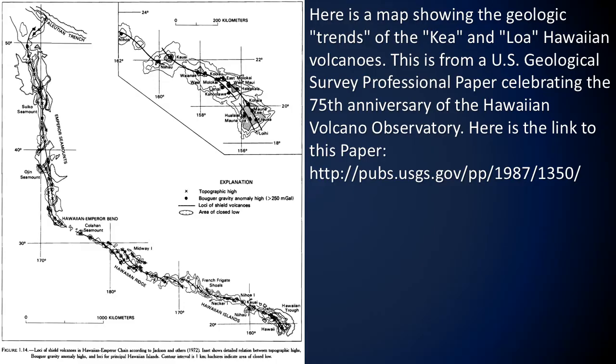Here is a map showing the geologic trends of the Kea and Loa Hawaiian volcanoes. This is from a U.S. Geological Survey professional paper celebrating the 75th anniversary of the Hawaiian Volcano Observatory from 1987. Here is a link to this paper.